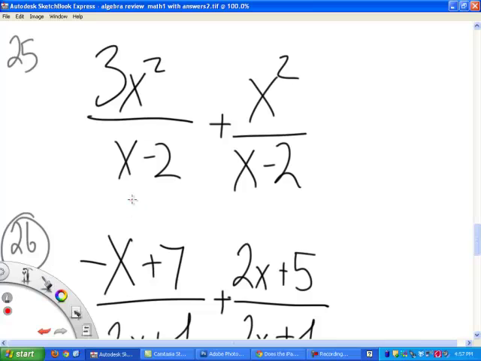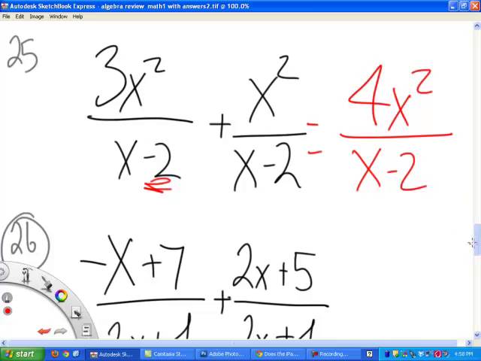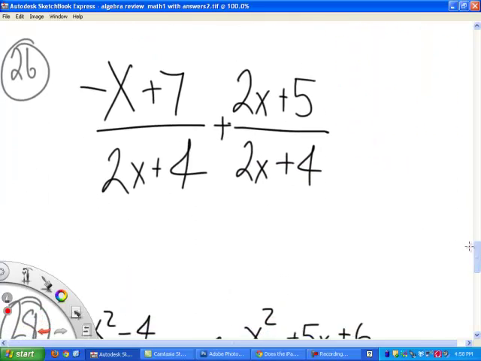Let's look at numbers 25 and 26. Number 25, 3x squared over x minus 2 plus x squared over x minus 2. I can see that the denominators are the same. And 3x squared plus x squared is going to give us 4x squared over x minus 2. And we can't reduce that anymore. That is the answer.